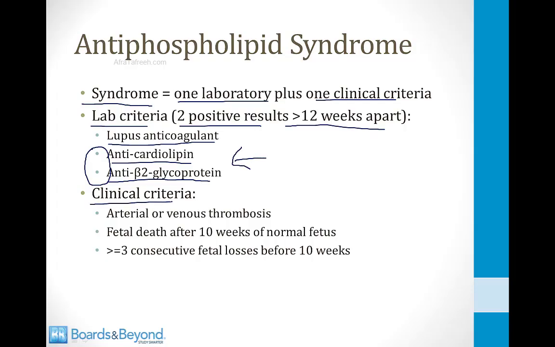The clinical criteria include arterial or venous thromboses, fetal death after 10 weeks with a normal fetus, or more than 3 consecutive fetal losses before 10 weeks. And all of these are because fetal demise and fetal death are hallmarks of the antiphospholipid syndrome.